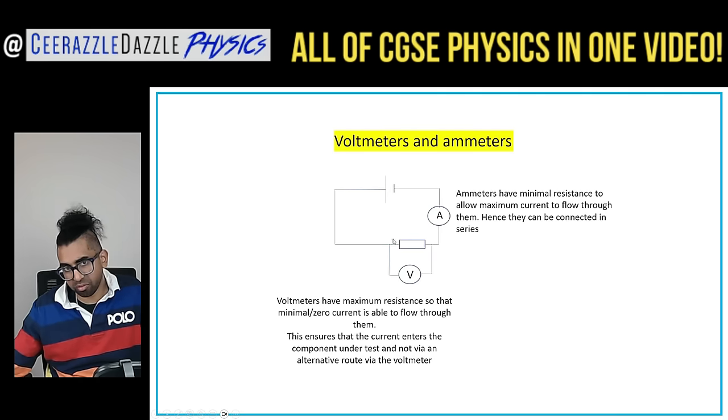Voltmeters and ammeters. So a bit of basic stuff with regards to voltmeters and ammeters. The ammeter has minimal resistance to allow the maximum current to pass through it over here. And the voltmeters over here have maximum resistance. So therefore, it has to stop the current from going down this branch. It has to force the current to go through there. If this one had a low resistance, the current would simply bypass the component, going around.